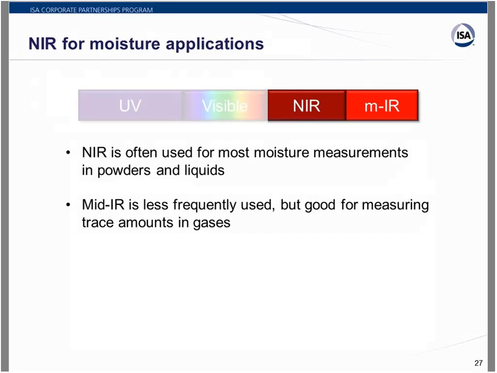As I said before, we are actually going to focus on near IR for moisture measurements. Now, near IR is often used in powders and liquids, and it will go into the parts per million range for detection limits. Mid-IR is less frequently used. You can actually get to the parts per billion range, but there are several technical difficulties that arise when you try to go to mid-infrared, and so it's usually only used when you're trying to measure moisture in trace amounts of gases.